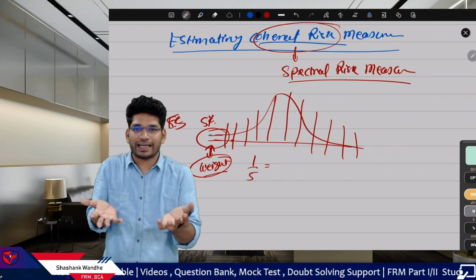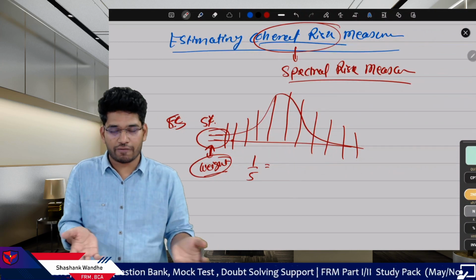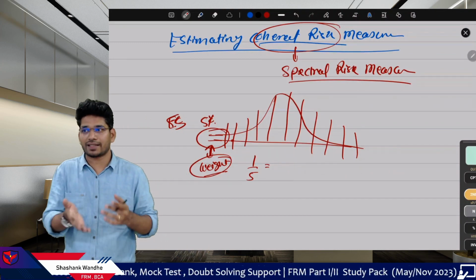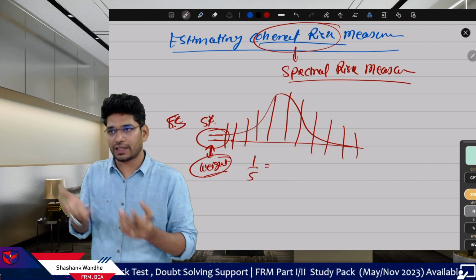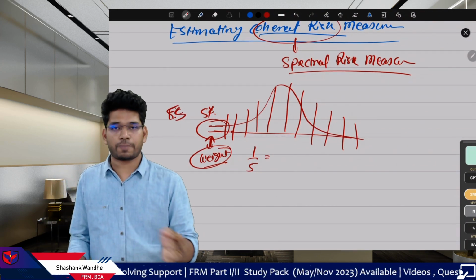We can say we are taking the average of 5 and providing 1/5 weight to each value. These 5 values are one and the same thing. This is just like mathematics, but the calculation is the same. So this is the spectral risk measure.